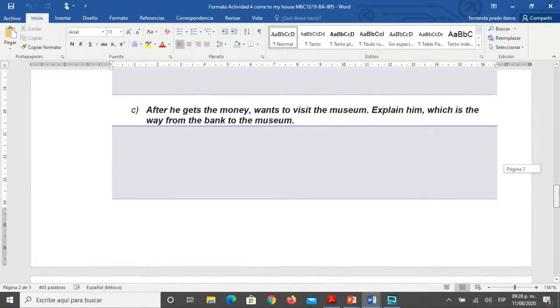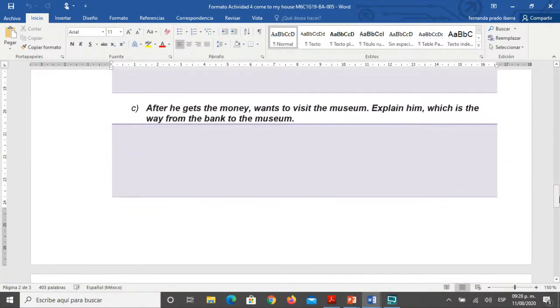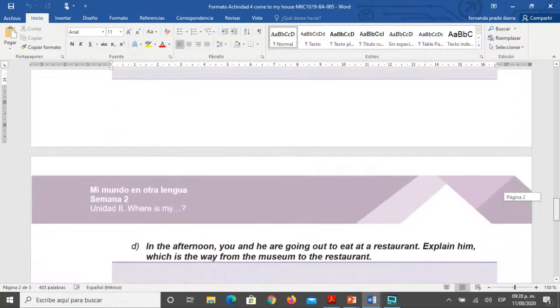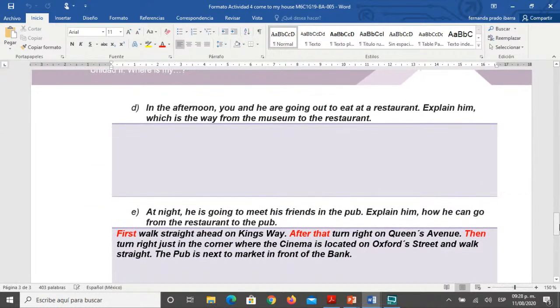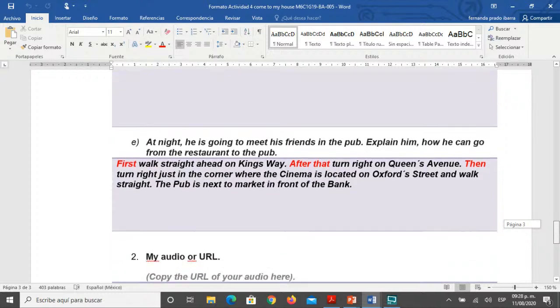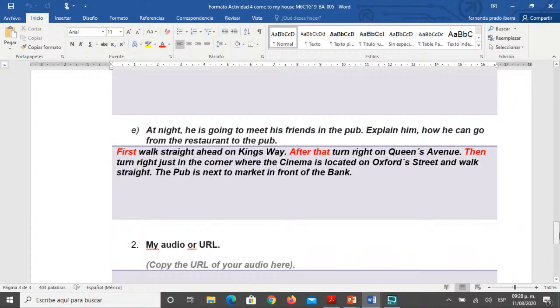After he gets the money, he wants to visit the museum. Explain to him which is the way from the bank to the museum. Okay? In the afternoon, you and he are going out to eat at a restaurant. Explain to him which is the way from the museum to the restaurant. At night, he's going to meet his friends in the pub. Explain to him how he can go from the restaurant to the pub.